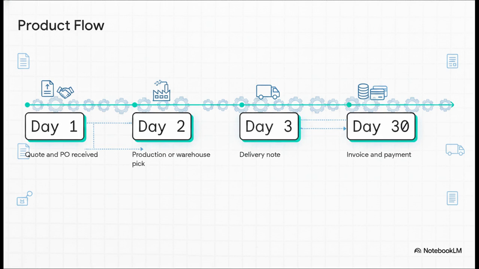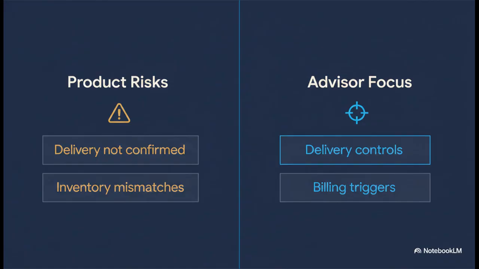It starts with a quote, then a purchase order is received. Next comes the physical production or the warehouse pick, followed by a delivery note. Then the invoice is generated, and finally, payment. You can actually see how the movement of physical goods dictates the pace and the stages of this entire revenue cycle. But physical goods bring specific, really severe risks.